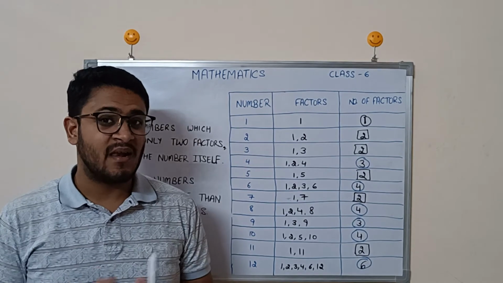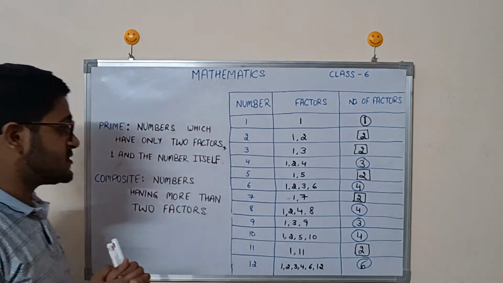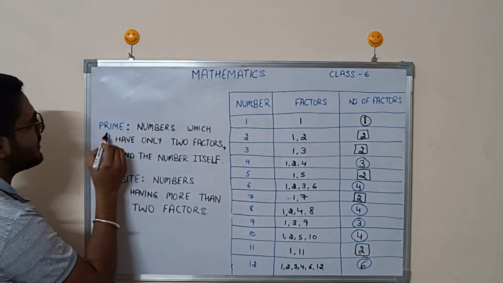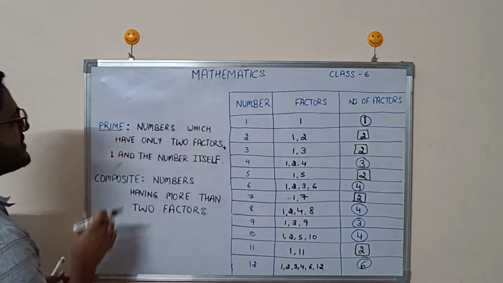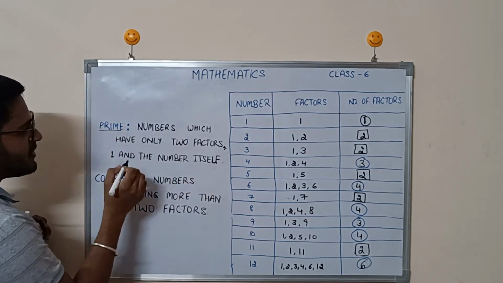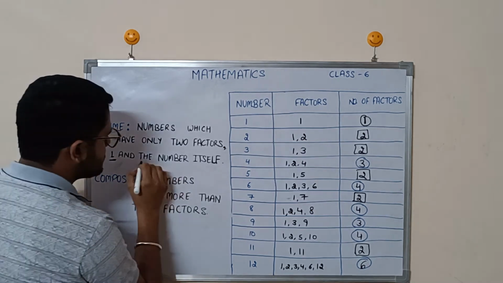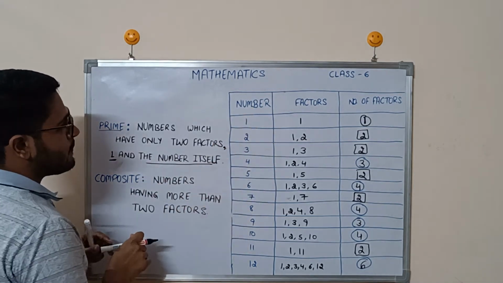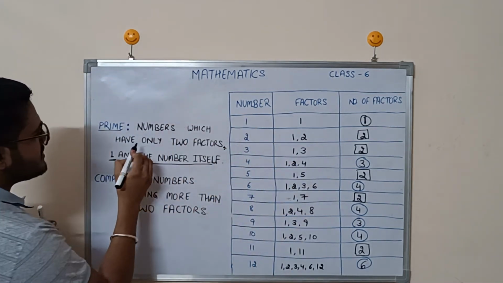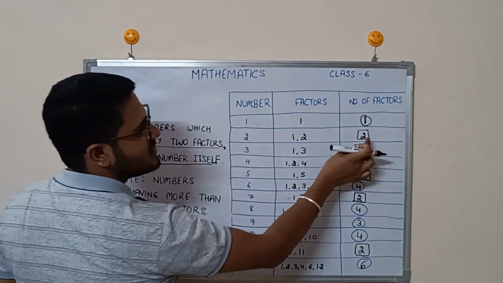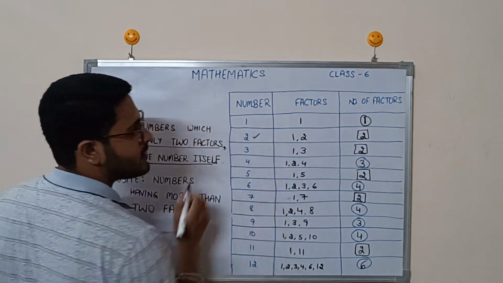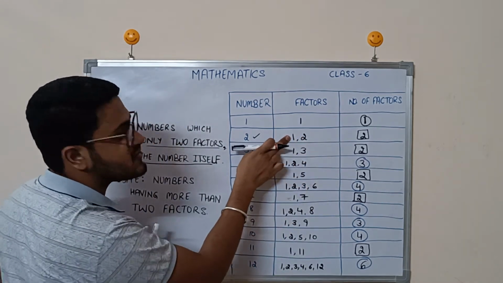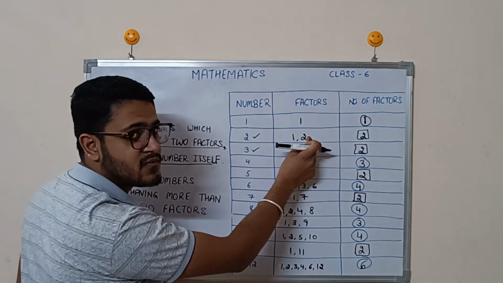Now after preparing this table, let's try to understand our main objective, which is to understand what are prime numbers and composite numbers. Let's first understand what are prime numbers. Prime numbers are the numbers which have only 2 factors. One of them is the number 1, and the second is that number itself. From our table we found which numbers have only 2 factors. These are 2, and 2 has only two factors.